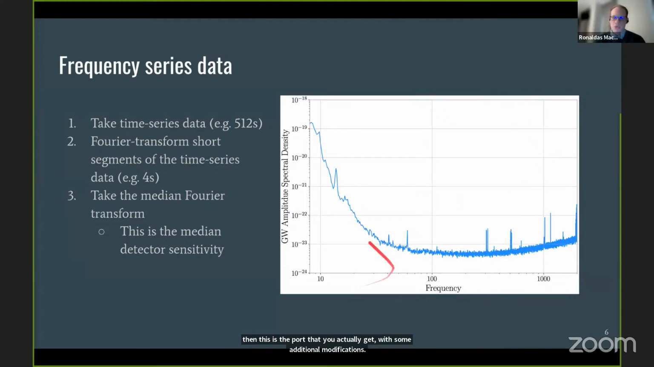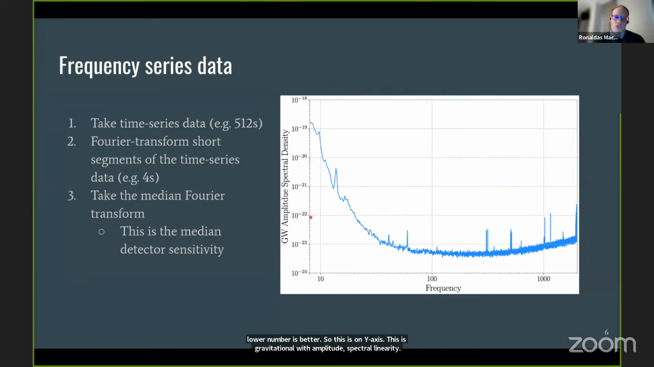This is showing you the sensitivity. That median Fourier transform is the median detector sensitivity, and this is how the detector sensitivity looks. Contrary to many intuitive senses, you would think that a higher number is better, but actually in gravitational wave data, the lower number is better. On the y-axis, this is gravitational wave amplitude spectral density. I will talk about that in the next slide.